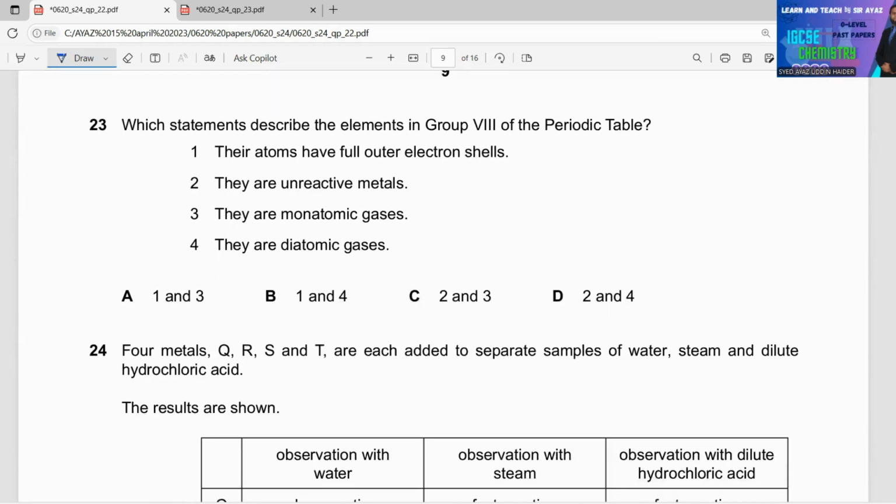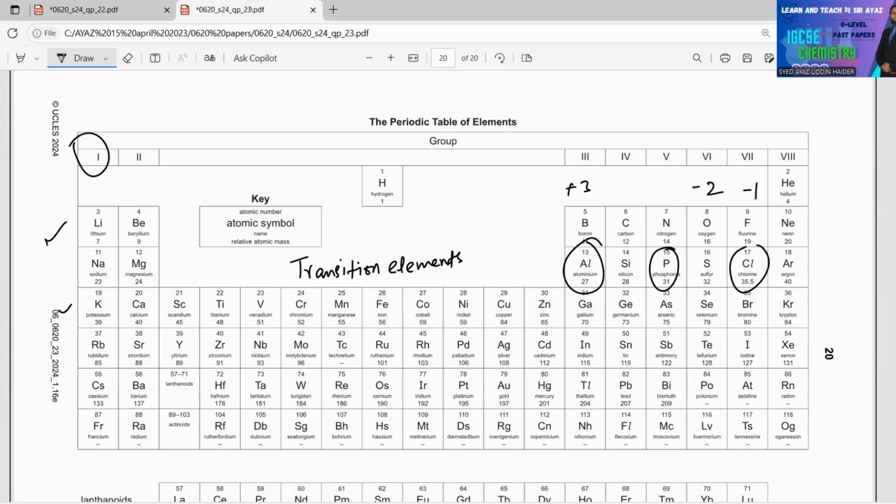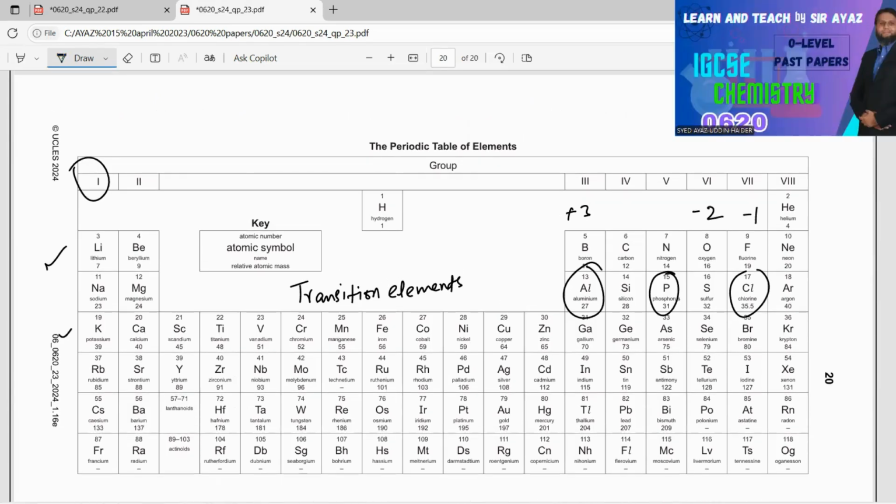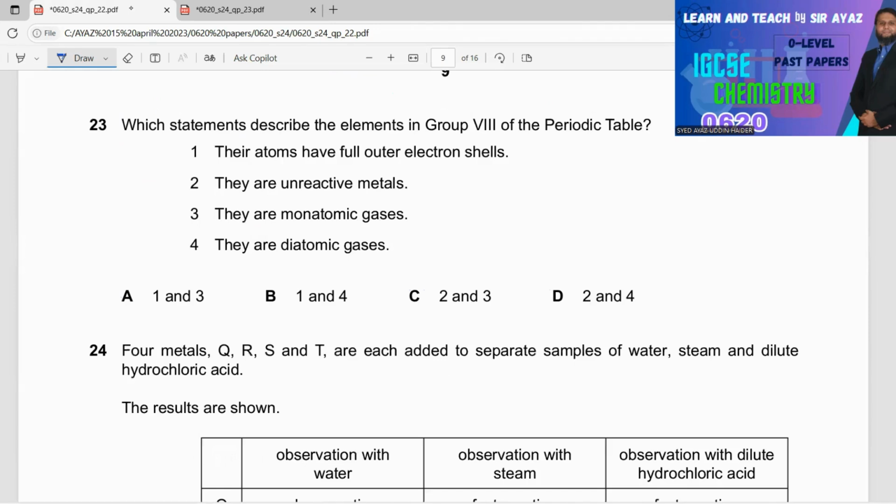23. Which statements describe the elements in group 8 of the periodic table? They are talking about group 8 elements. Here we have group 8 elements: helium, neon, argon, krypton, xenon, radon, and oganesson. These are the group 8 elements. Let's read these statements. Number 1, their atoms have full outer electron shells. Statement number 1 is correct. So either A is correct or B is correct. Both C and D are incorrect.